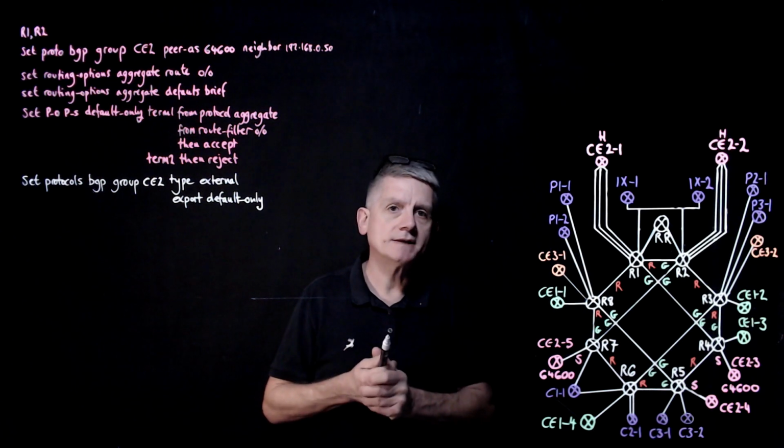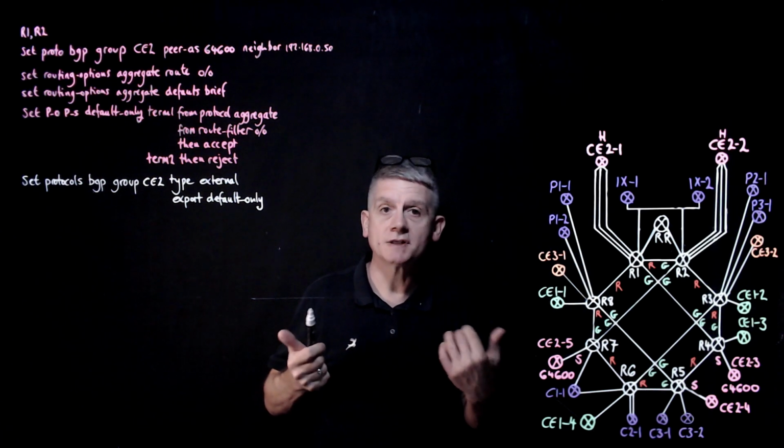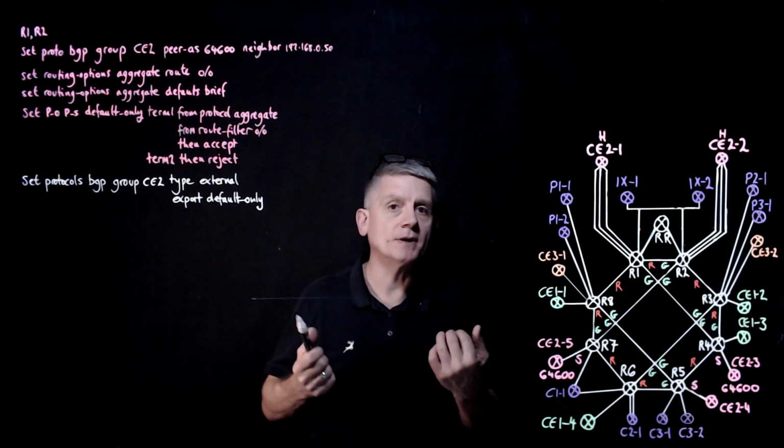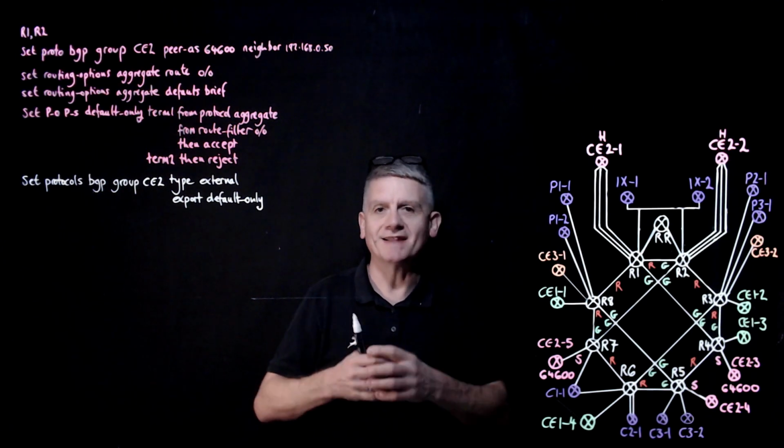Another way to do it would have been to set this route and send it into a spoke. If you send it to the spoke, then obviously that's going to get bounced back and then sent out the hub.